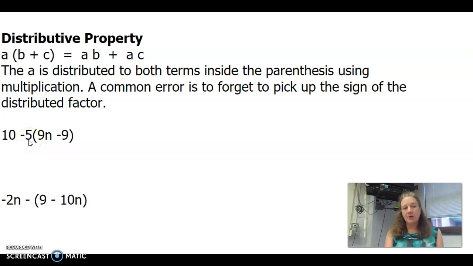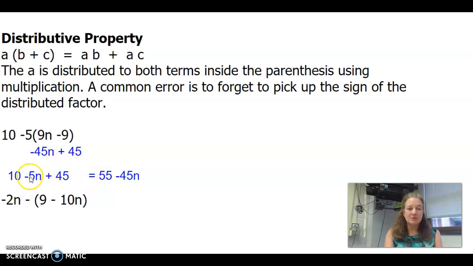In the first problem, the 10 is not what's outside of the parentheses, it's the -5. So I'm going to end up with -5 times 9, that's -45. -5 times -9, that's +45. And then if I combine everything together, right, and then I pull the 10 down, I'm going to combine my like terms here, and I end up with 55 minus 45n.